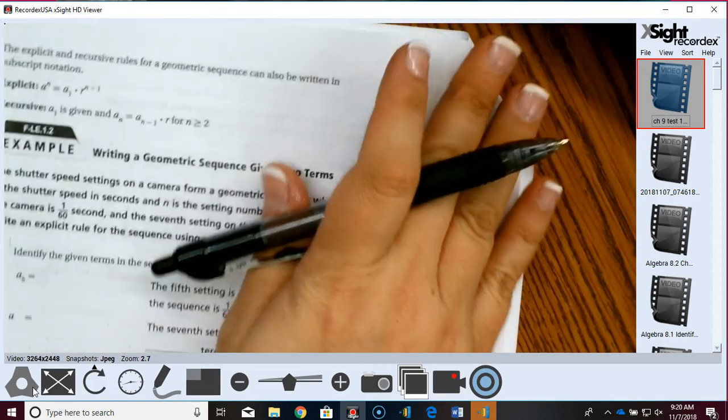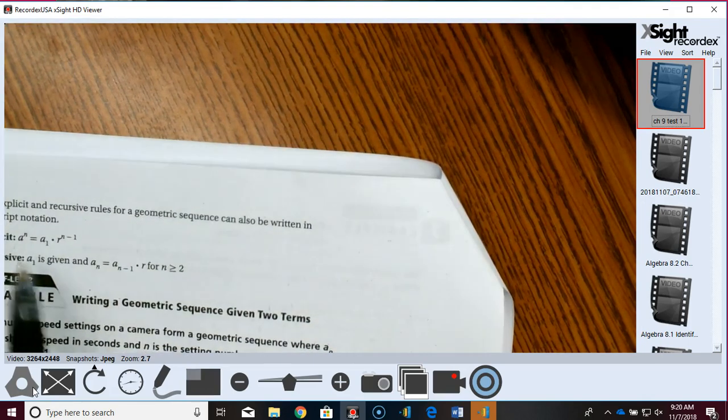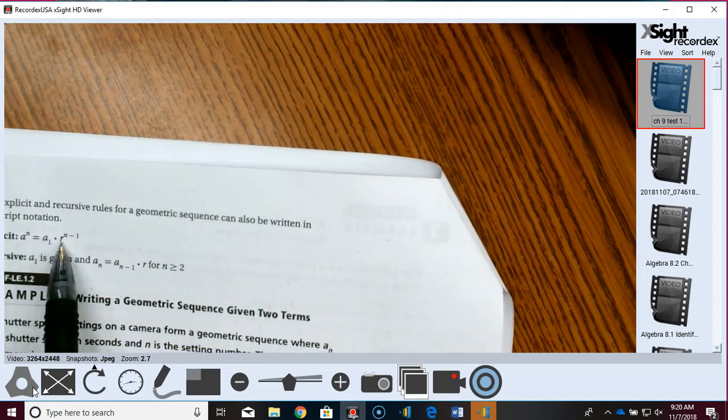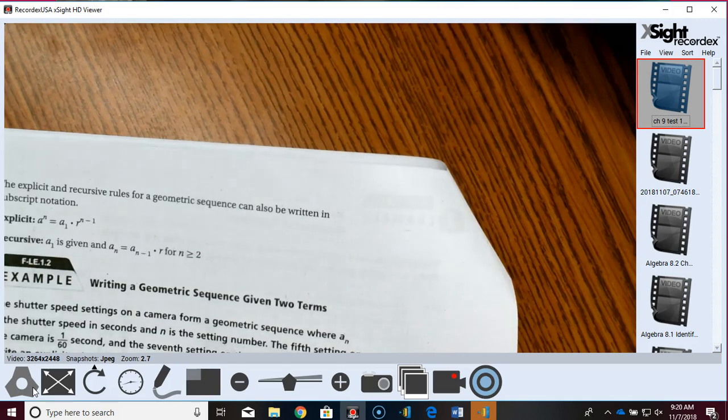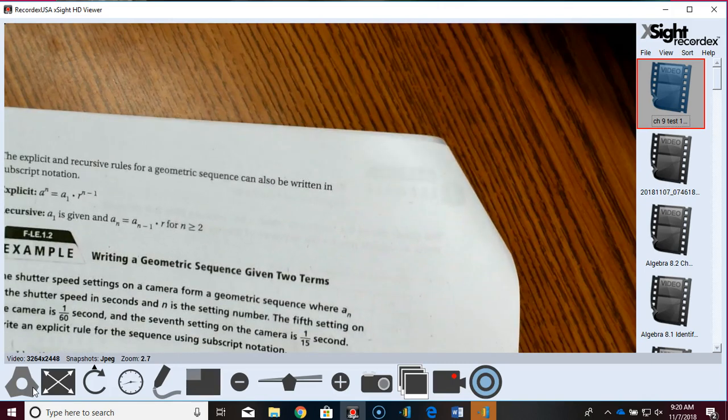The explicit and recursive rules for a geometric sequence can also be written in subscript notation. The explicit: a sub n equals a sub 1, the first term, times the common ratio to the n minus 1. Recursive: a sub 1 is given, a sub n equals a sub n minus 1 times r, for n greater than or equal to 2.